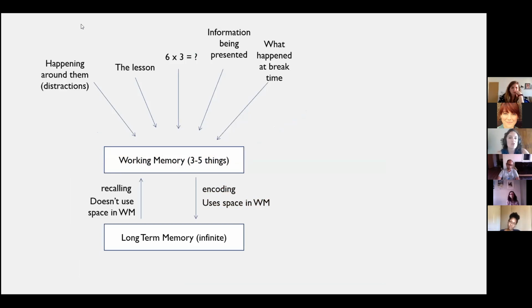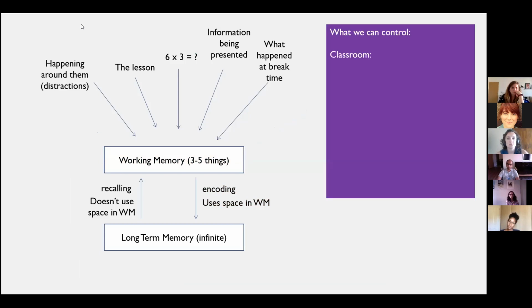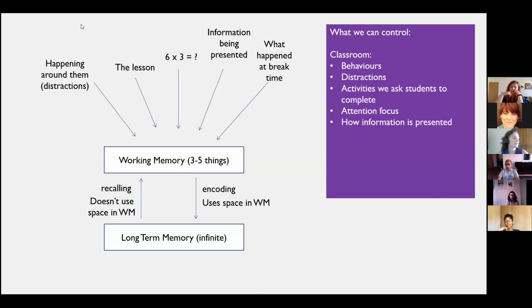Well, there's certain things that we can control in the classroom. In the classroom, we can control behaviours, we can control distractions, we can control who's talking to who, we can control if someone's throwing something across the classroom, or we can try anyway. We can control what type of activities we're giving students to complete. We can direct their attention to certain parts of the lesson, and how we present the lesson is within our control. Now, we're going to look at this in two parts, classroom and online, because online teaching has become a big thing with the recent COVID.